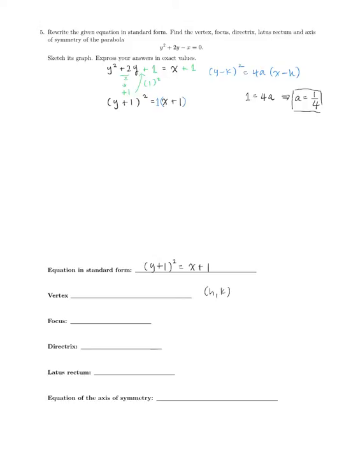So in this case, what do we get? (-1, -1). Now the focus is given by (h + a, k). So in this case, we're going to get -1 + 1/4, comma, k is -1. Which is going to be (-3/4, -1). So let me write that out.